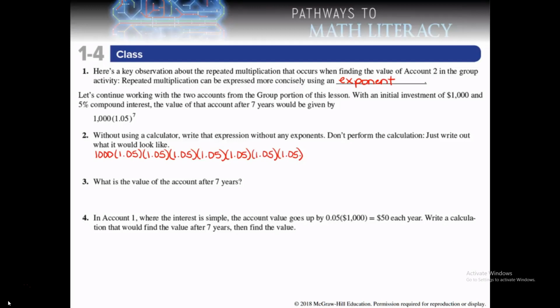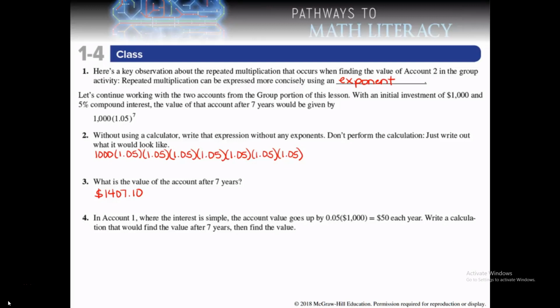In number 3, what is the value then after 7 years? Let's go ahead and calculate 1,000 times 1.05 to the seventh. And that comes out to $1,407.10. In 4, what about account 1 where we were using simple interest?